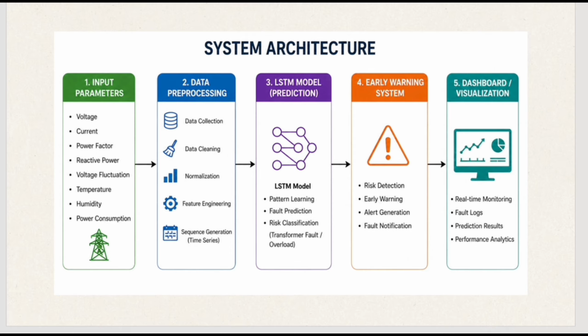Our LSTM model considers the past 8 readings and uses a sigmoid function, and instead of always using 0.50 as the threshold, it uses a dynamic threshold in order to detect the risk of overload or transformer fault. If the risk is detected, the system generates alerts, and finally all results are displayed on the dashboard for real-time monitoring and analysis.